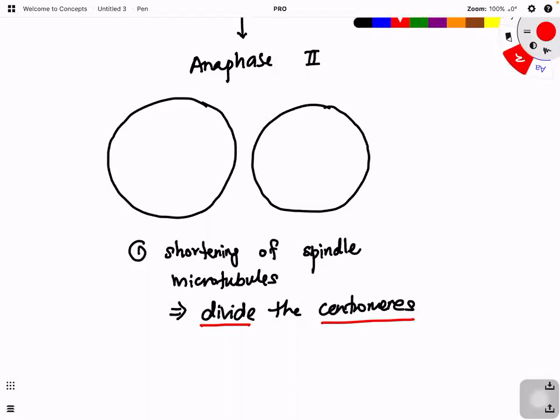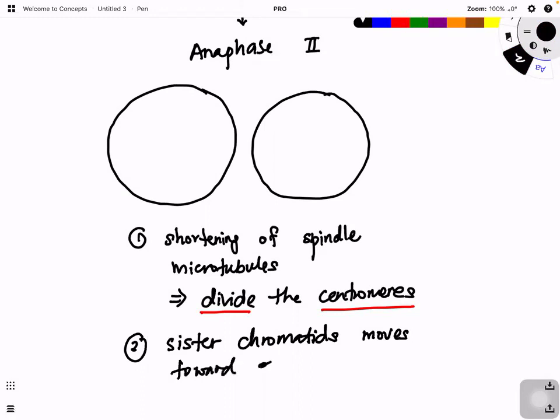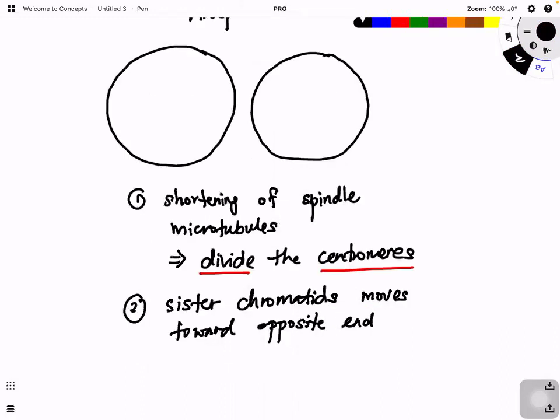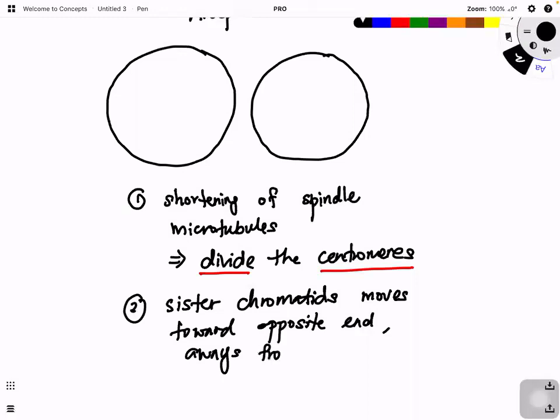So when the centromere divides, because of the shortened spindle microtubule, you can see that now the sister chromatid is the one that moves away. Right? The sister chromatids move towards opposite ends, away from the metaphase plate. So how does it look like?